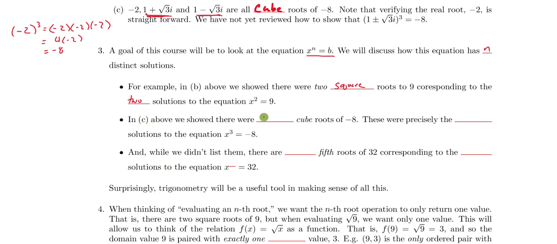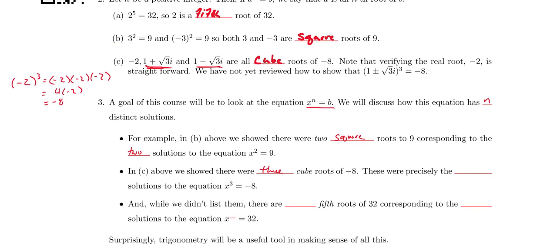In c above, we showed that there were 3 cube roots of the number -8. If we go back and look up here at c, we found 1, 2, 3 cube roots of -8. And that's precisely the 3 solutions, the 3 values that we could plug into this equation to make it true. So while we didn't list them all out, there are actually 5 fifth roots of 32, corresponding to the 5 solutions to this equation right here. What would this equation be? It would be x to the fifth equals 32.